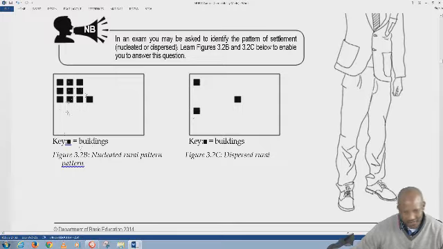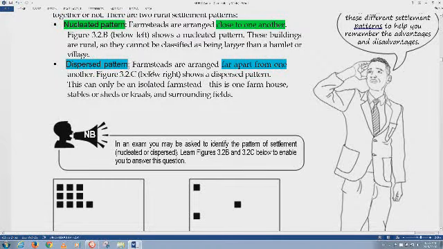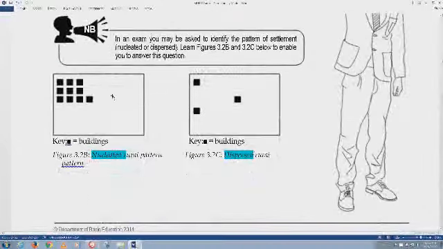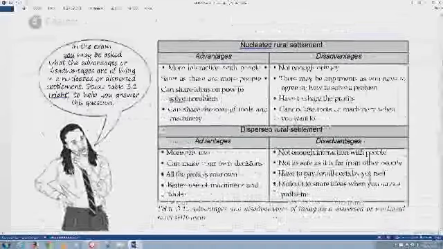Now, they may give us the pattern in paper 2, block A5. We said that your settlement pattern can either be nucleated or dispersed. They give you figures here, in figure 3.2: nucleated, like we said, close to one another, and dispersed, far away from each other.